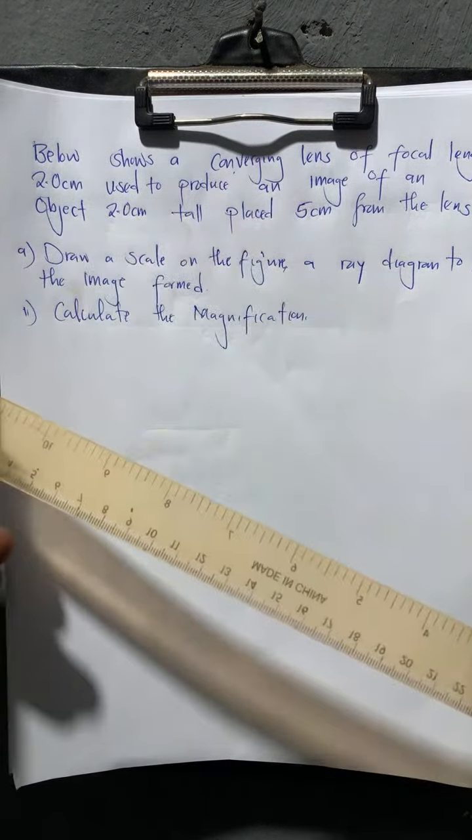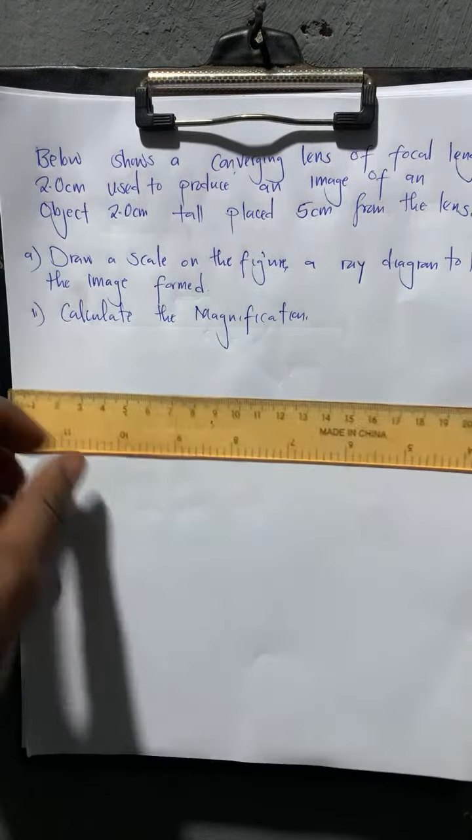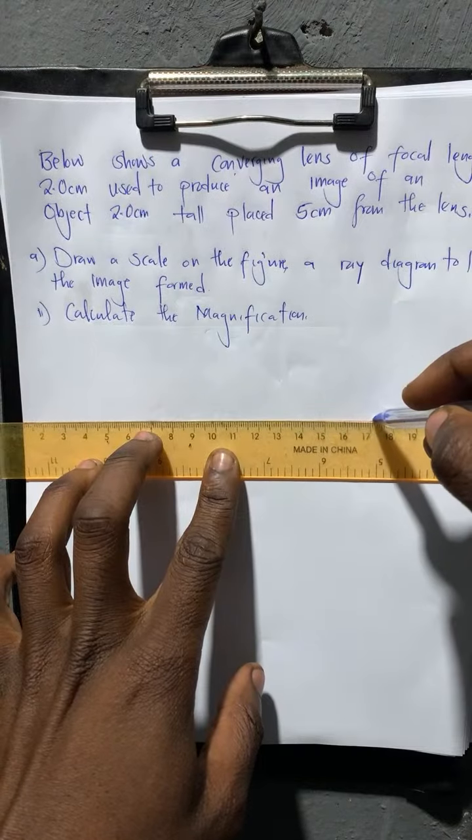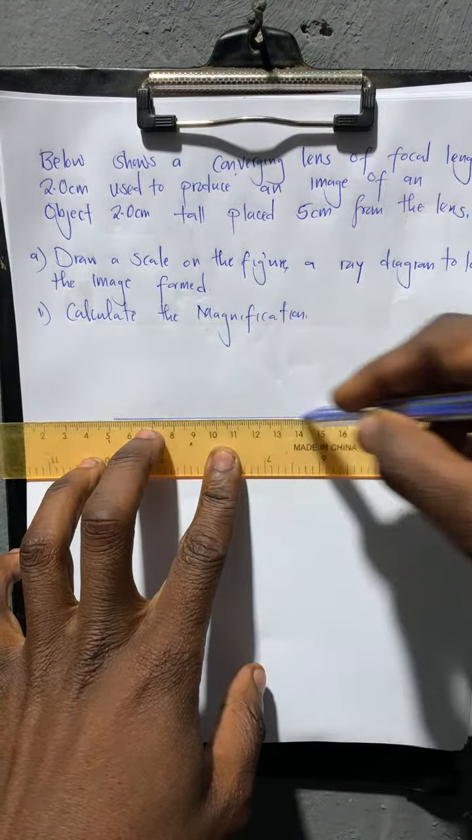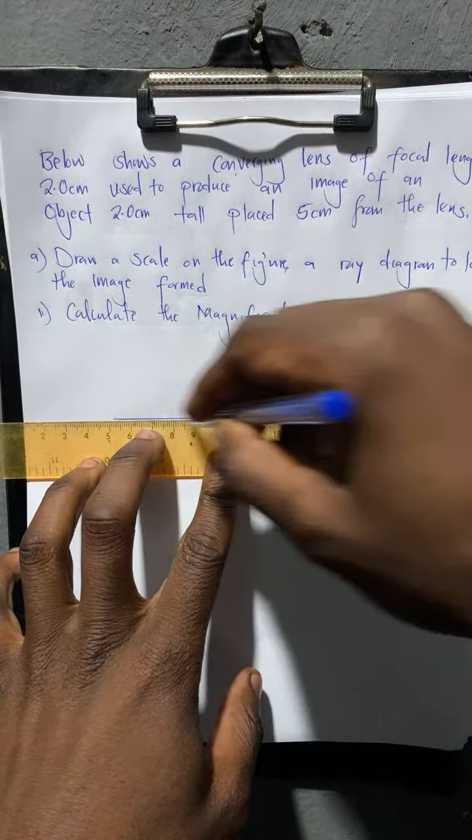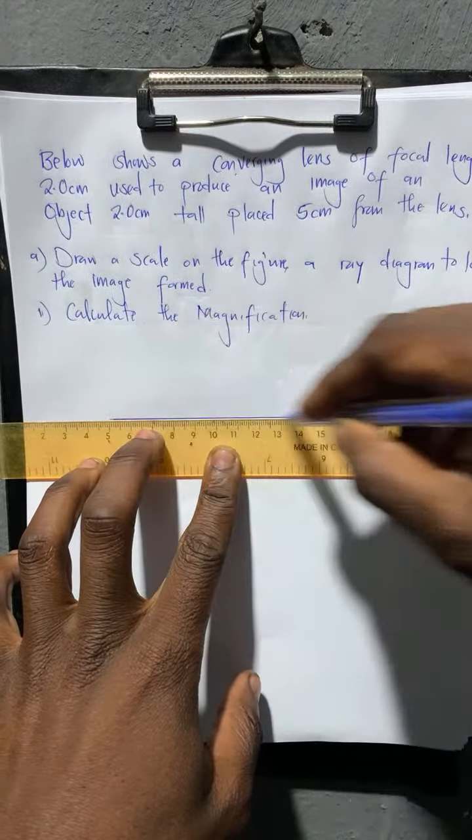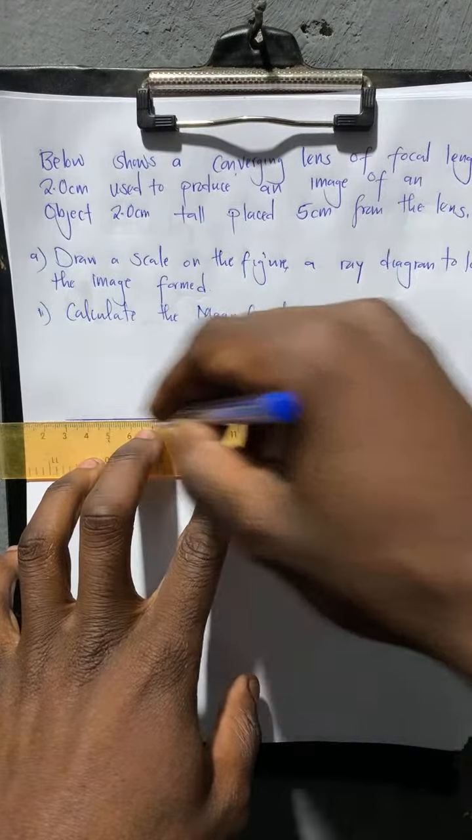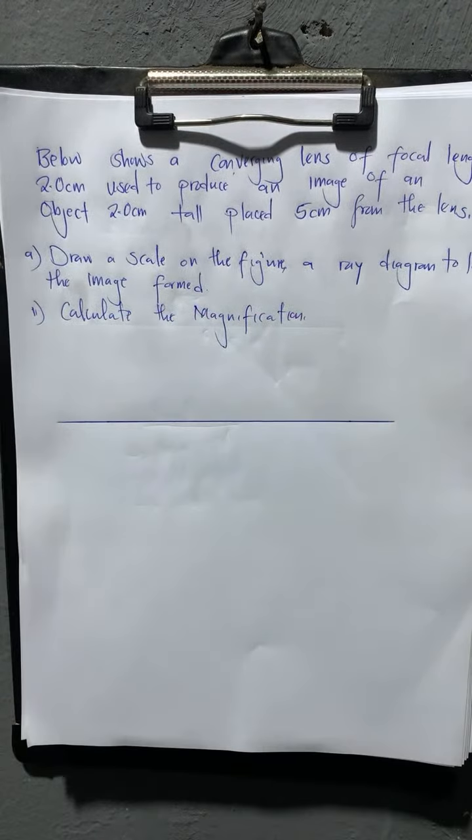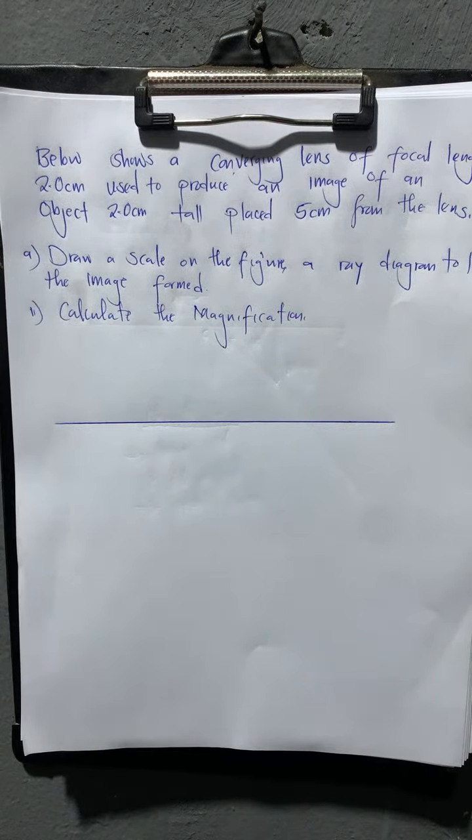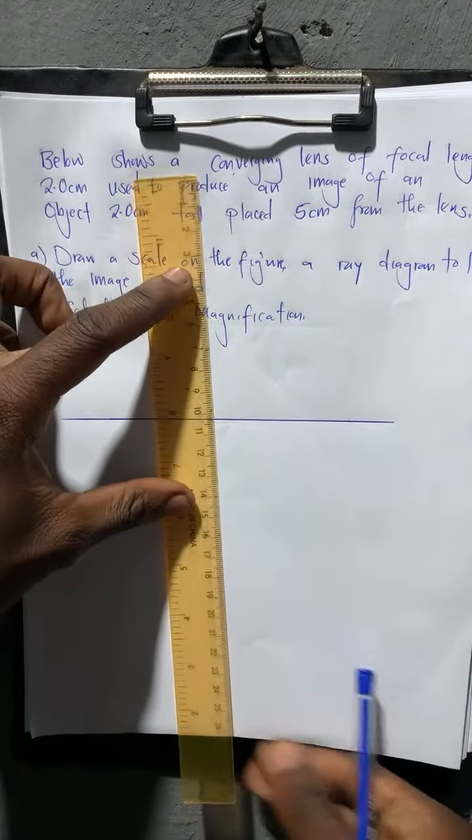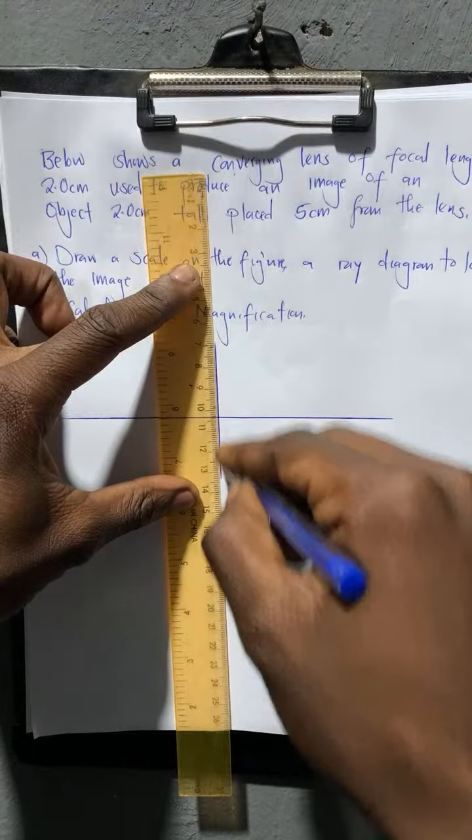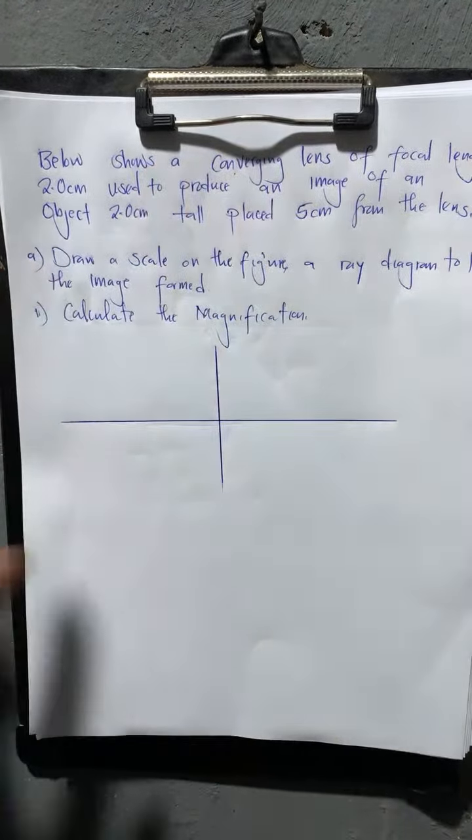So the first thing that you need to do, they'll give you a graph. First, draw a line. Okay, you draw a line. You say, okay, this is my line. You draw a straight line like this. Then let us just put the center here. Okay, there's the center.